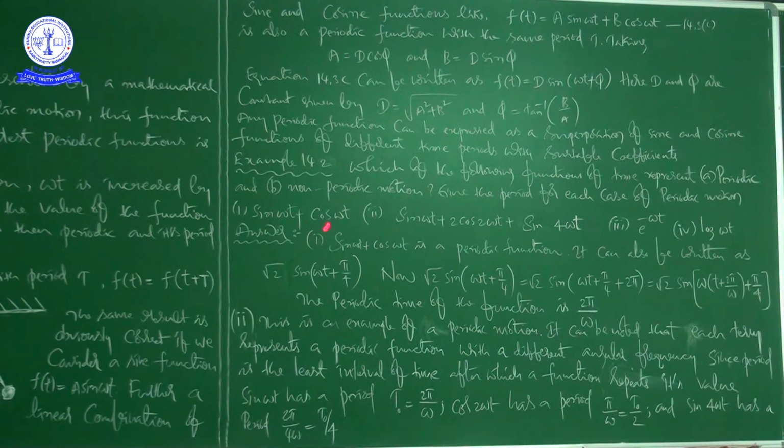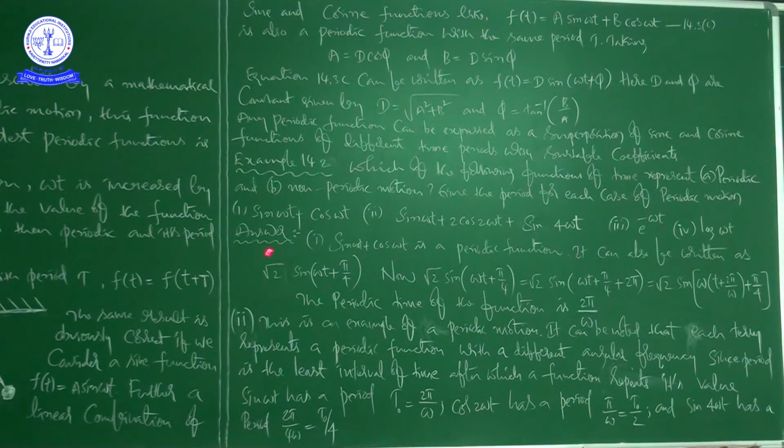The first function is sin omega t plus cos omega t. The second function is sin omega t plus 2 cos 2 omega t plus sin 4 omega t. The third function is e to the power minus omega t, and the last one is log omega t. Out of these four functions, which function is periodic and which is non-periodic? After that, he also asks for the time period for each case of periodic motion.